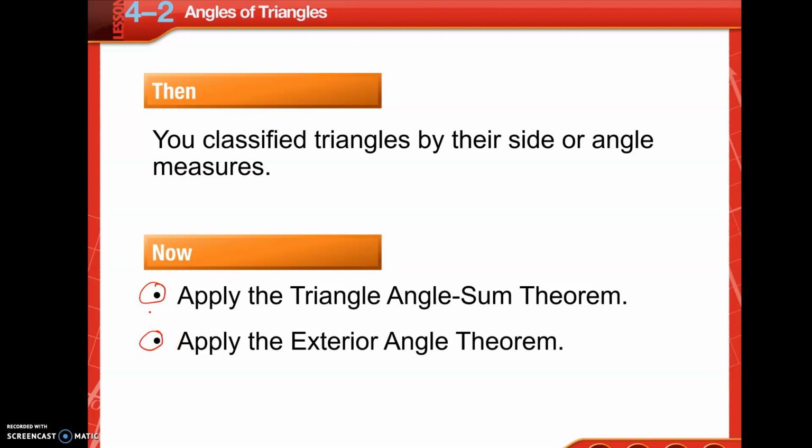So there are two types of angles in a triangle. You have your interior angles, which are in here. And then you have your exterior angles, which are what happens when I extend out my side length. So this would be an exterior angle.